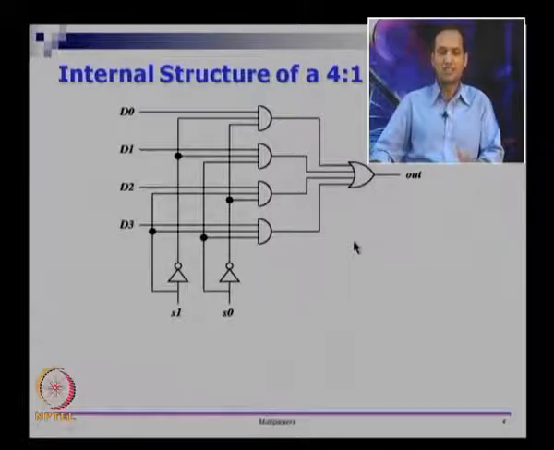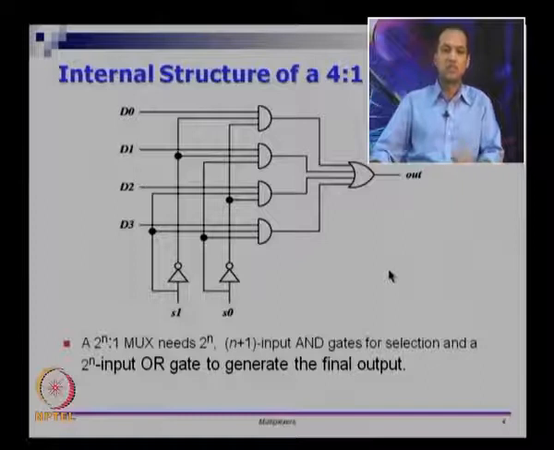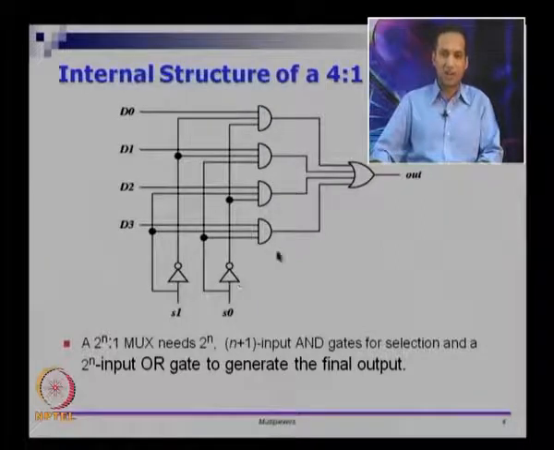One thing that this circuit has is a remarkable, uncanny resemblance to the decoder that we saw earlier. We will come to that in a little while. A 2 power n to 1 mux needs 2 power n AND gates with n plus 1 inputs each. So this 4 to 1 multiplexer requires 4 AND gates with 2 plus 1, or 3, inputs for selection, and a single 2 power n input OR gate to generate the final output. So this is the description of a mux.